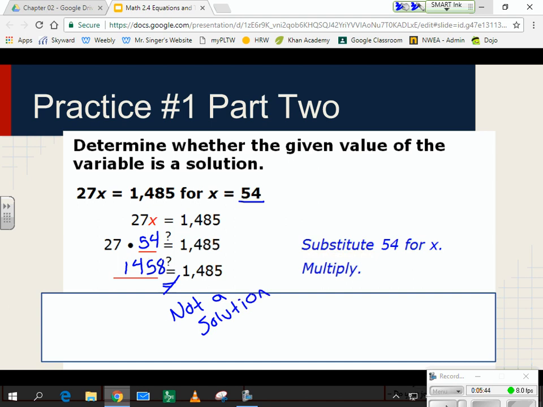Okay, solution or not a solution. So it's your choice if you want to write this down. I would, because now you have an example of seeing one that works with a balanced scale and seeing one like this that's not balanced.